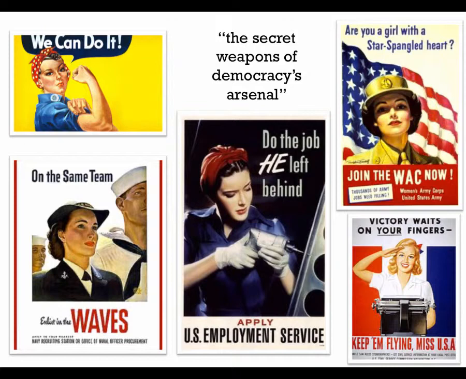But during the war, when men left to fight, their jobs were open and they needed to be filled by people who were left, and that was mostly women. Now, suddenly, women became the secret weapons of democracy's arsenal, as one ad put it. Women power, the key to victory against fascism. And those who had been told just a few years earlier that they were threatening the nation's survival by taking jobs away from men were now encouraged to rush to the workplace as part of their sacred patriotic duty.